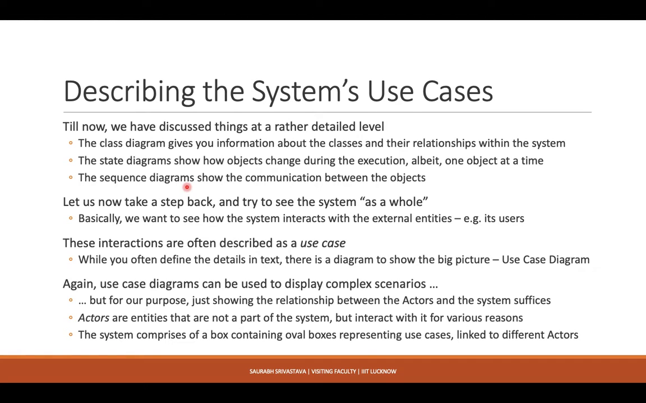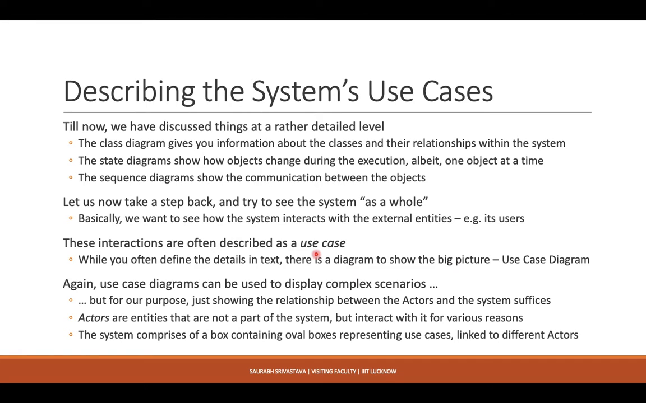Let us go a step back, by the way, and try to see the system as a whole. If you remember, the first thing that I asked you to do for your projects is to just collect all your requirements in a nice fashion, right? So that it's clear what exactly you are trying to do. A use case is very similar to a requirement, okay?